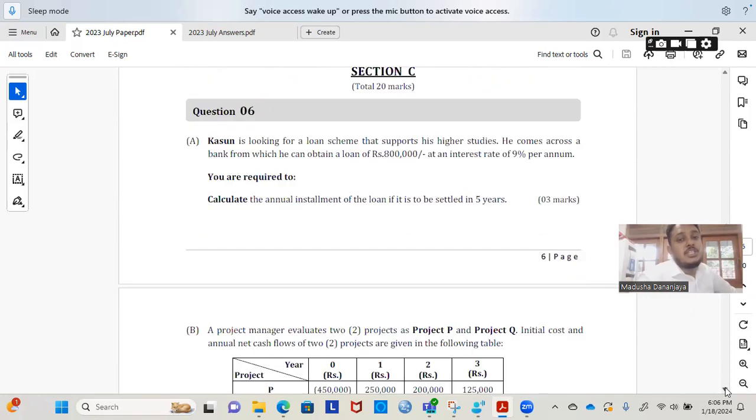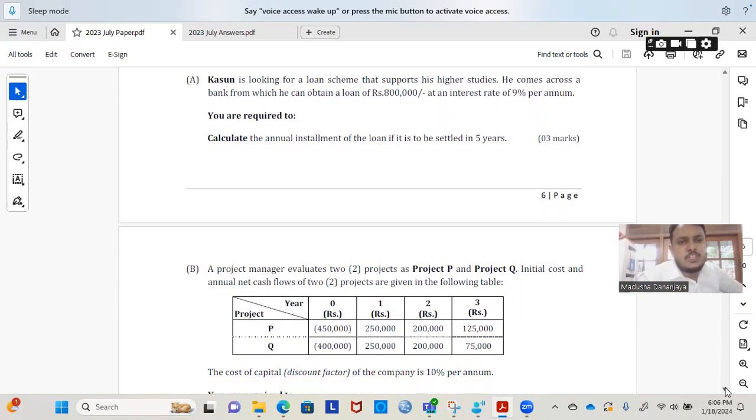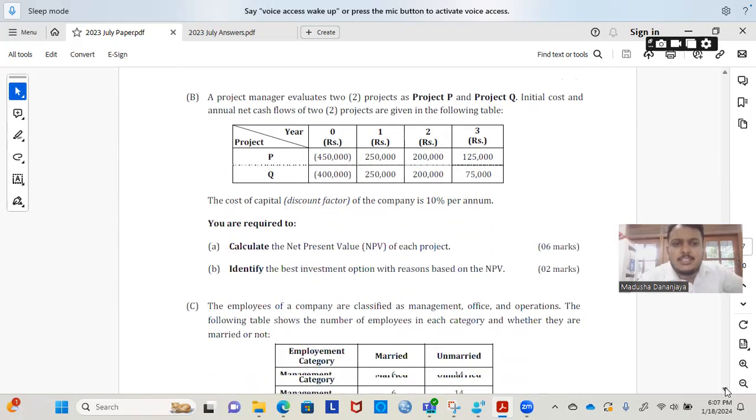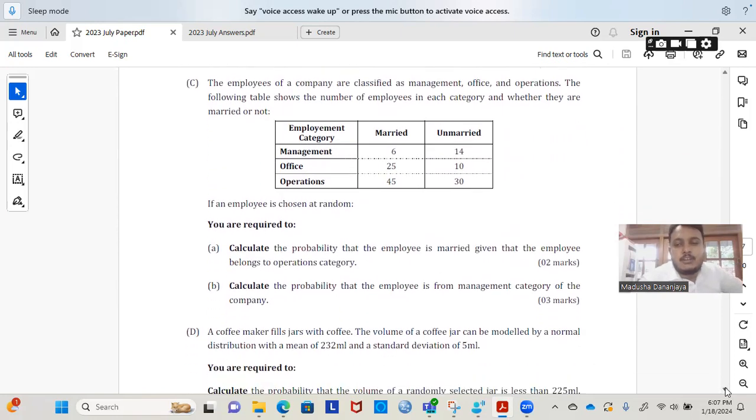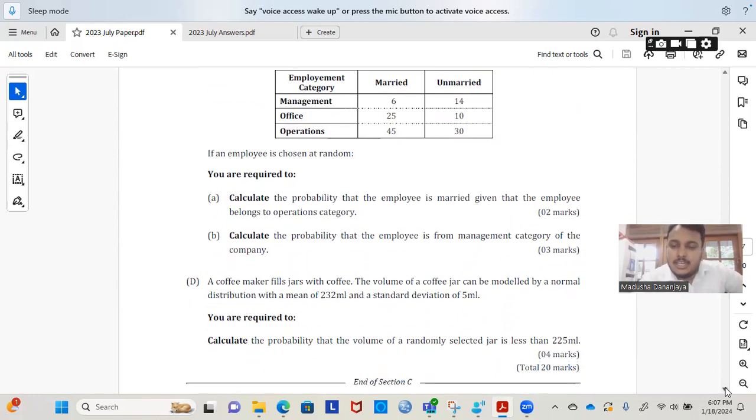Now we'll come to section C. There will be only one question in this section, question number 6. That question yields 20 marks. There will be 4 subparts in that question: part A, part B, part C, and part D. Altogether 20 marks will be given. Again, it will be another structured question. So now you know how the paper is composed.